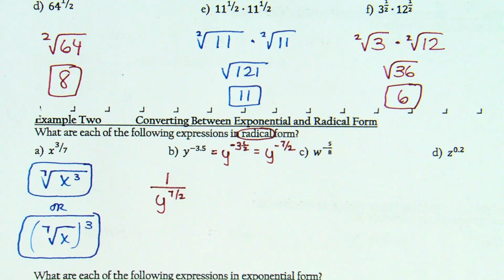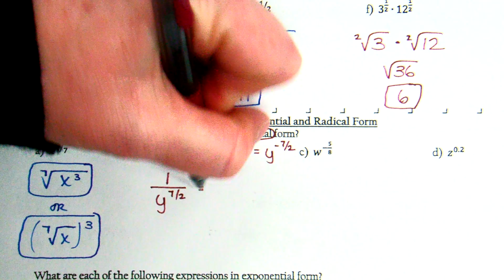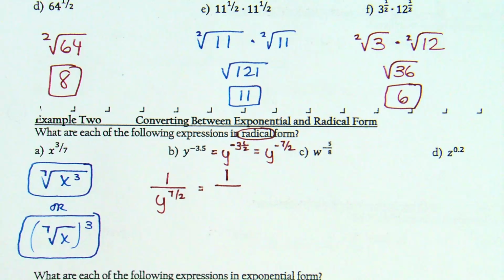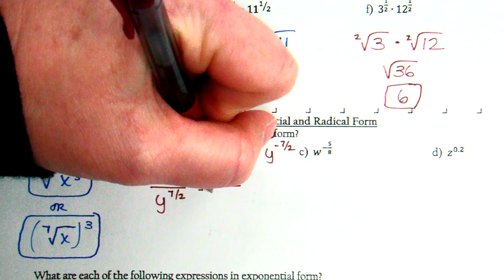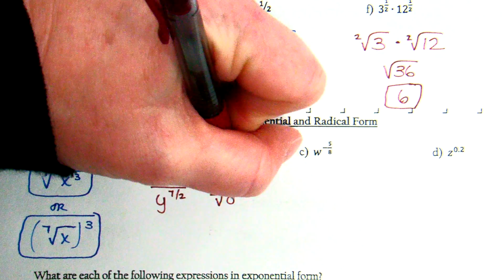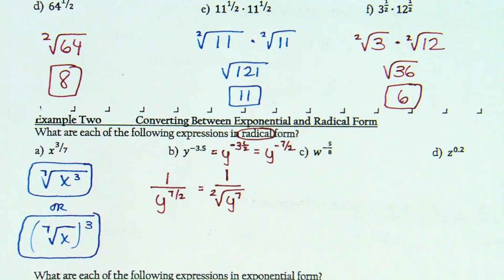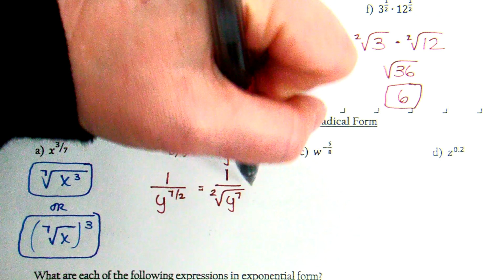Can you write that y as a radical now? I'm still going to say 1 over. 1 over what? Okay. The square root of y to the 7th. And it's a square root because the 2 is in the denominator. 7th power.